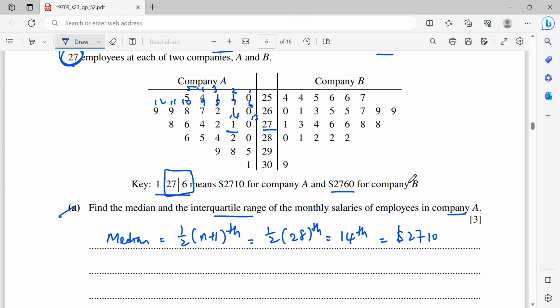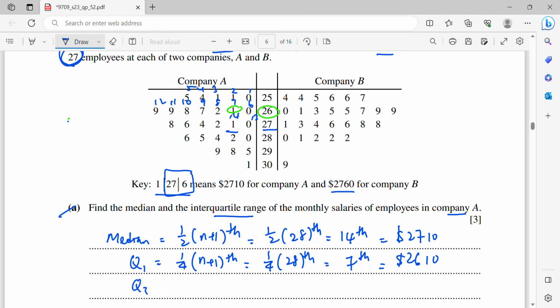Now to get the interquartile range, we need Q1 and Q3, because the interquartile range is Q3 minus Q1. Q1 is 1/4 of the total, or you can say it's the median of the first half. I will just use the formula because it can be divided completely, and I get data number 7. Just now I labeled data number 7, which is 261, so it will be 2610.